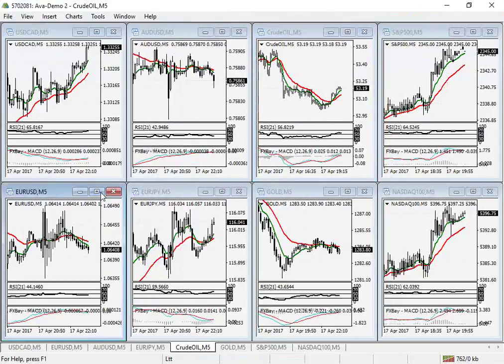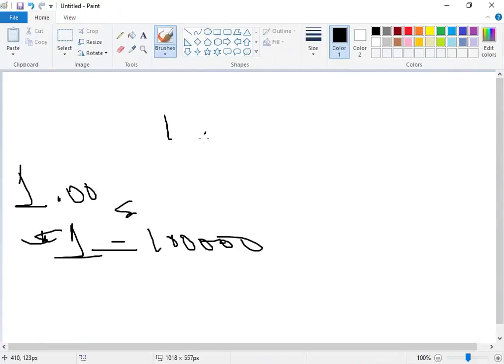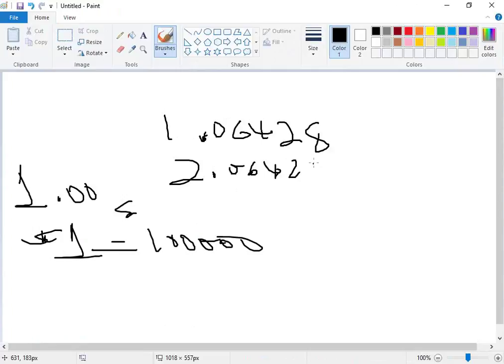Okay, now let's take a look here. If I take the Euro US, it's quoted at 1.06428. Okay, so here's your quote, 1.06428. So that means that if the euro went to 2.06428, that would be $100,000. But that's not going to happen.